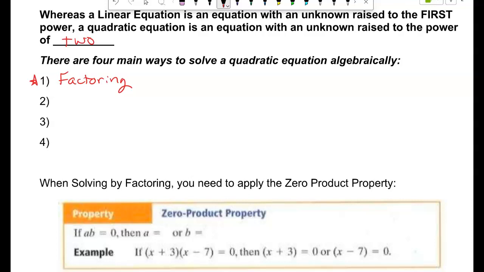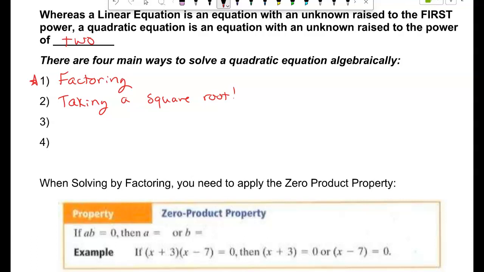The other one is taking a square root. You have to be really careful when you use this method, because if you don't do it right, you lose one of your answers. So you have to be very careful. So we're going to be taking a square root.